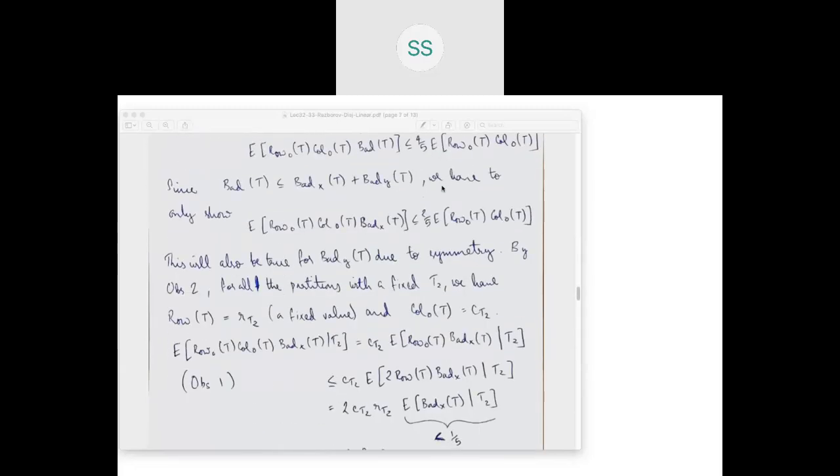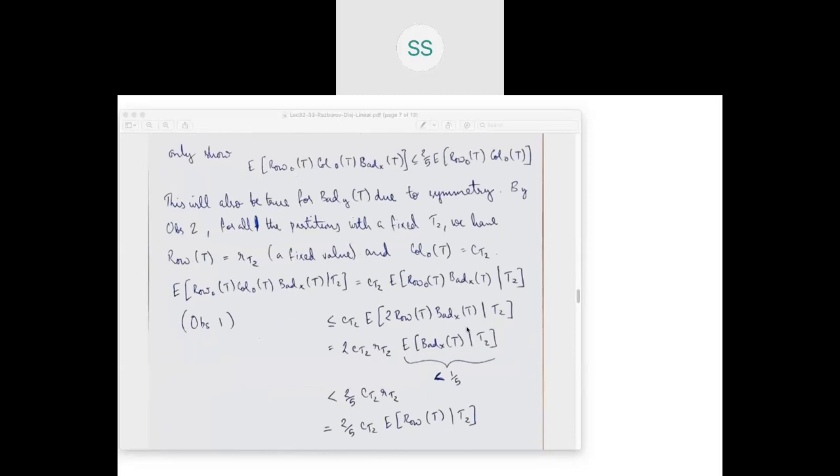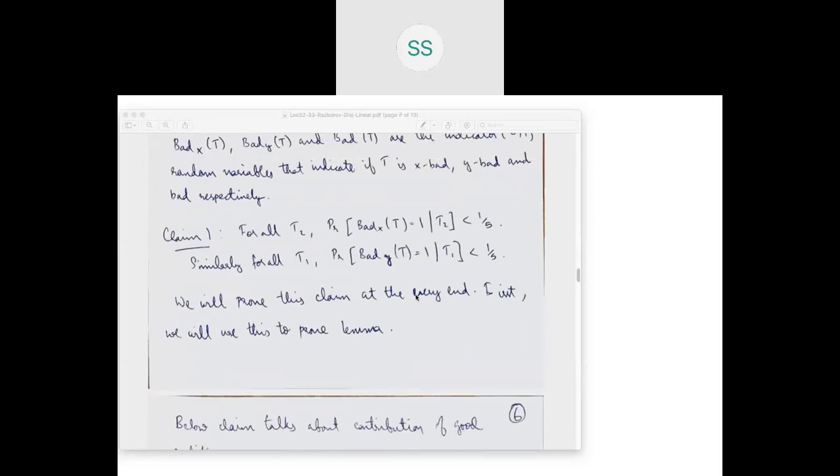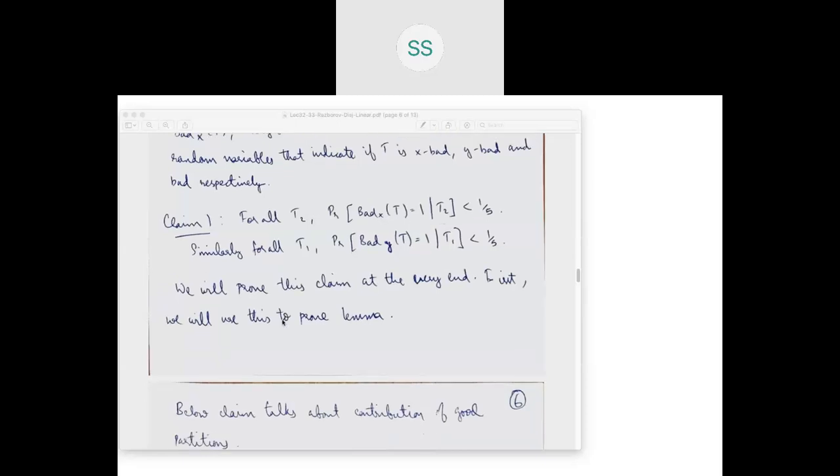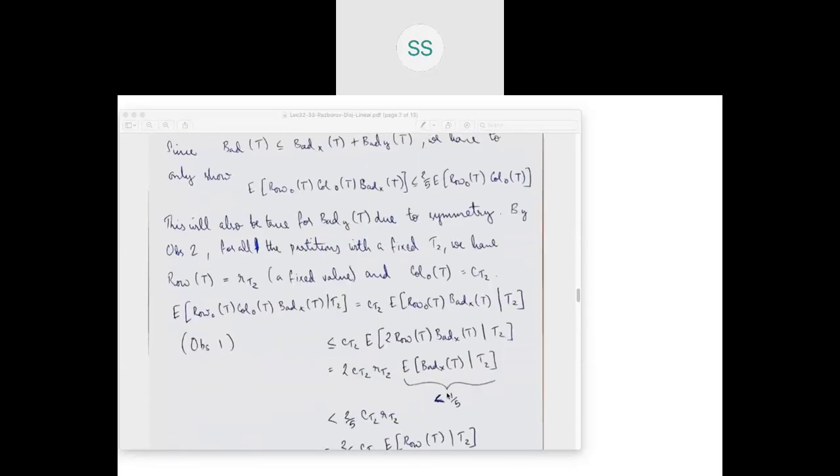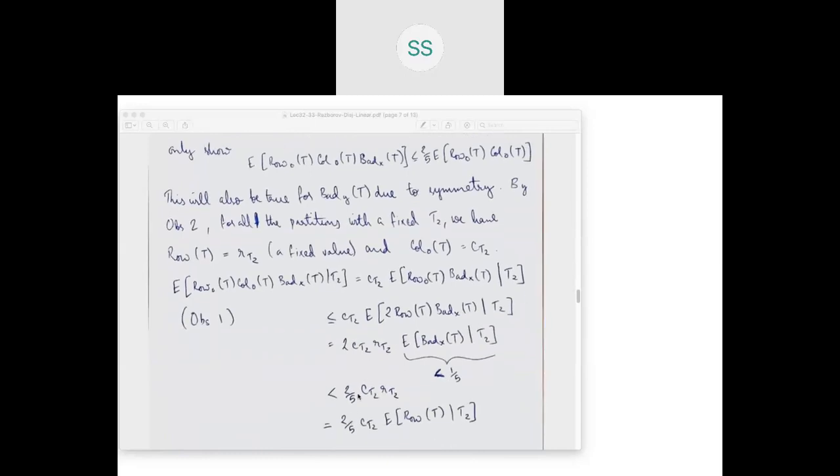The expectation of a 0-1 random variable is the probability that it's 0 times 0, plus 1 times the probability that it's 1. So basically it's just the probability that it's 1. So the expectation is equal to the probability that this is the case, and we know that this is at most 1/5 by claim 1. So we get that it's at most 2/5 times CT2 RT2.